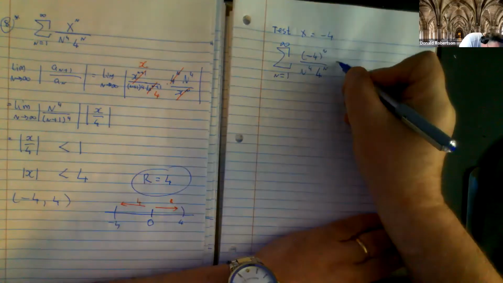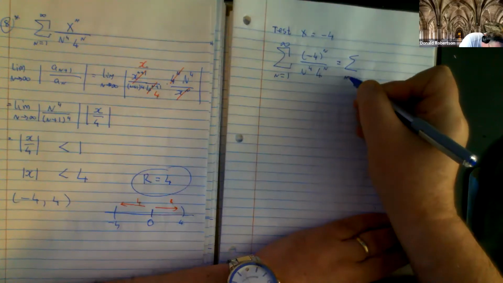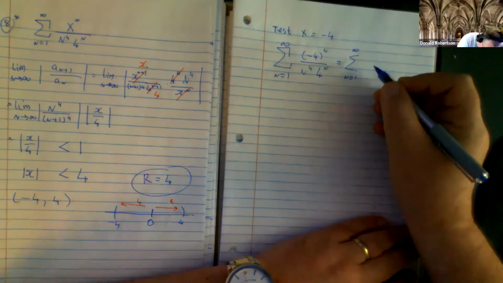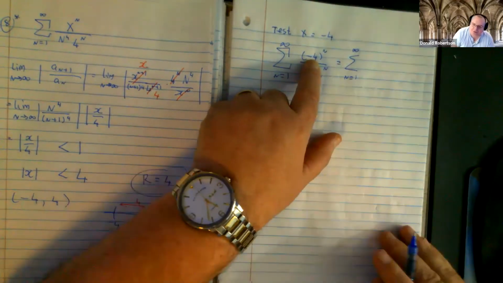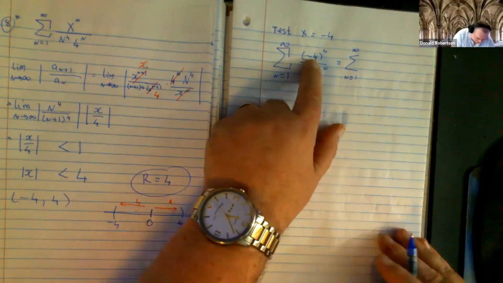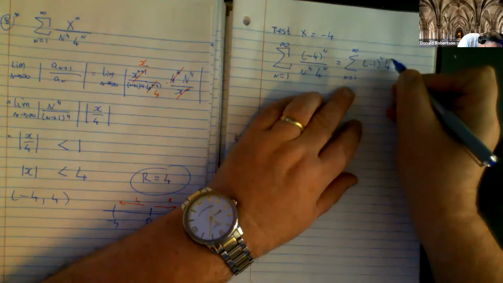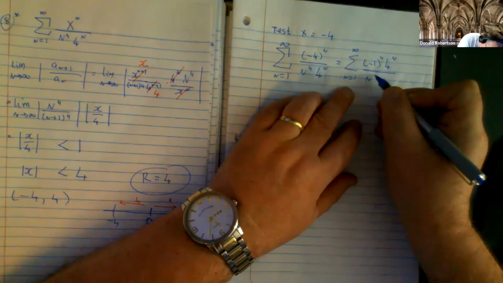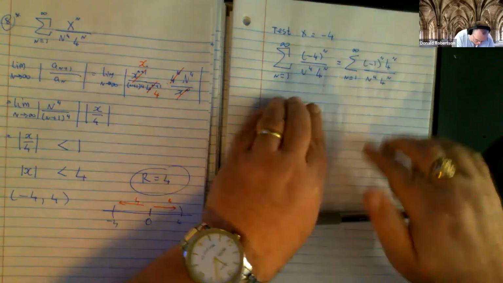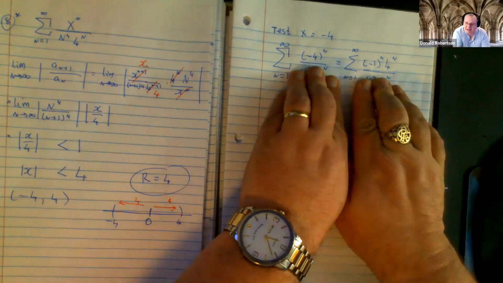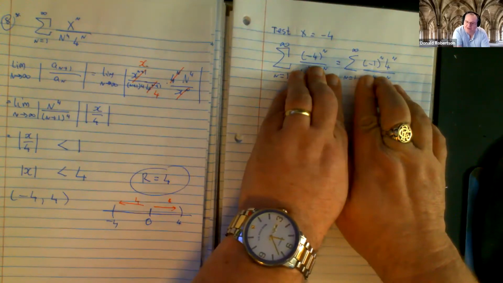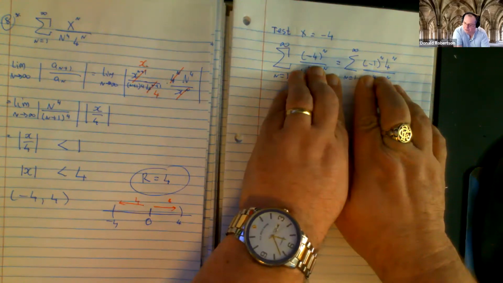And I'm going to do some algebra on this. We don't like numbers inside negatives like that. Are you comfortable with (-4)^n being the same thing as (-1)^n times 4^n? Are you comfortable with the algebra that did that? Does it make sense to you?